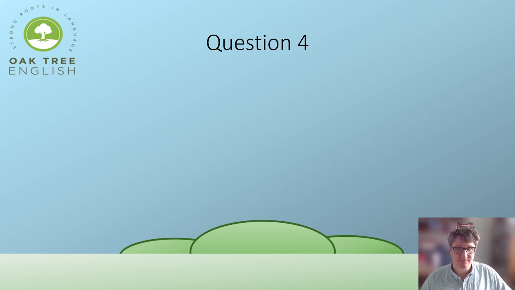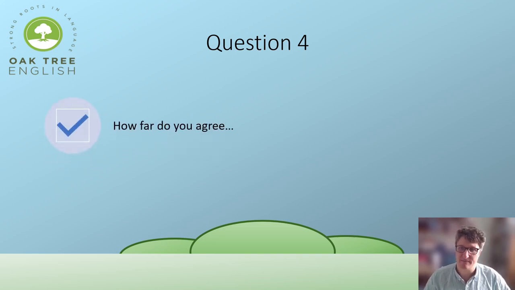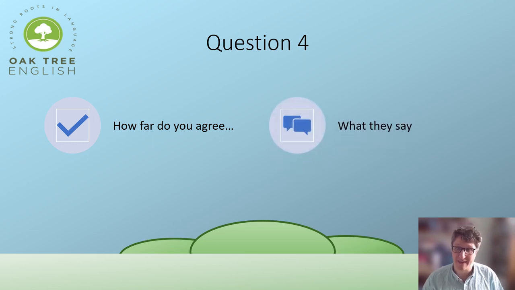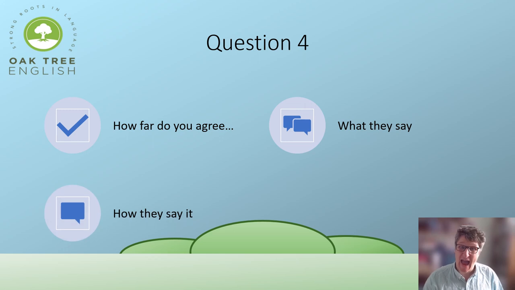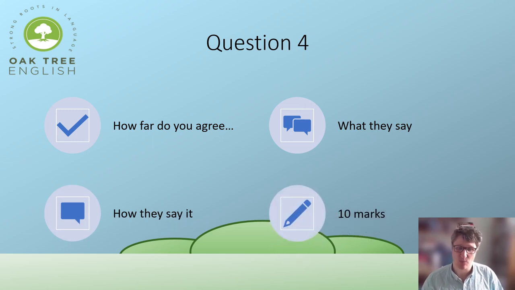Question four. This is your 10 mark question for text two. So highlight 6 to 9 short quotes from the beginning, the middle, and the end, and start it off with an opinion. I probably ought to tell you this is a how far do you agree question, in which you should comment on what they say and how they say it, and it's worth 10 marks.